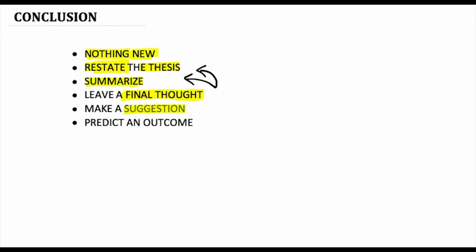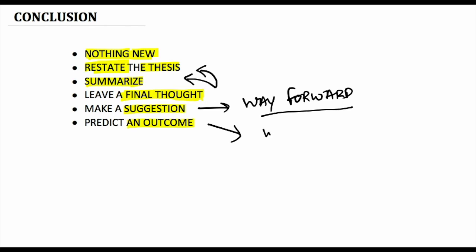Make a suggestion. This is called giving a way forward, because you're making a suggestion based on the arguments that you have made in the body paragraph. This can also be done. And the last is to predict an outcome. So this is basically telling the world that women empowerment will certainly lead to improvements in our society. So you're predicting an outcome. You're predicting how women empowerment will make our society better. So you're predicting an outcome based on the arguments that you make in the body paragraph on women empowerment. These are the things that you can do in the conclusion.